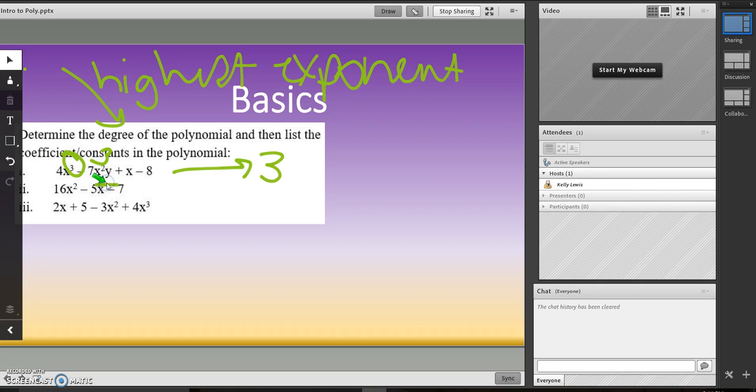Then right here, the degree is 2. And then over here, the degree is 3. All right, now let's talk about the coefficients.